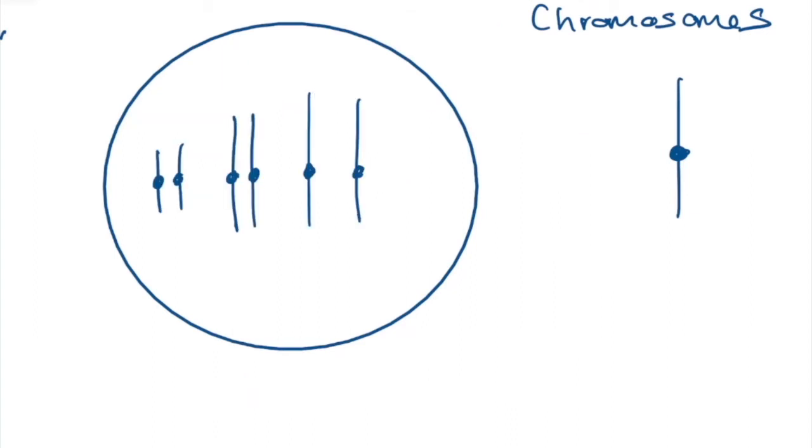So what about this cell? How many chromosomes are in this cell? Well, the answer again is 6. 1, 2, 3, 4, 5, 6. 6 chromosomes. How many homologous pairs are there?